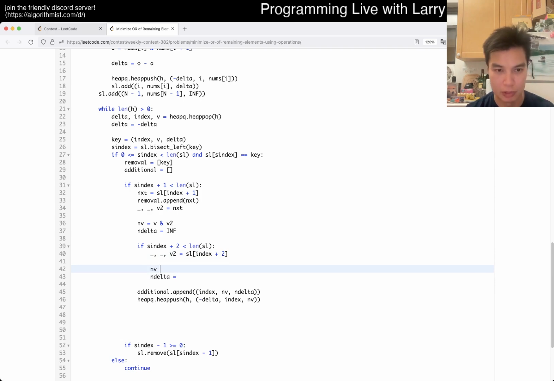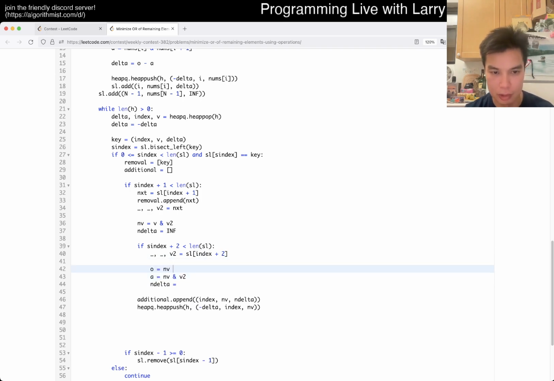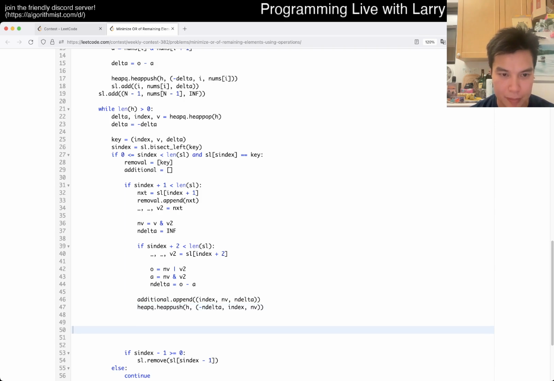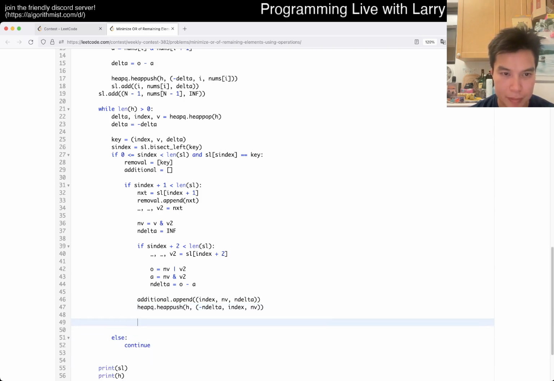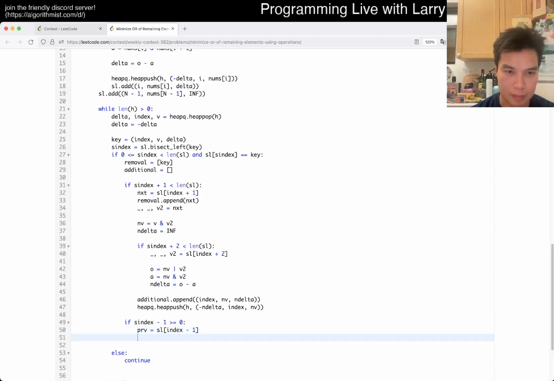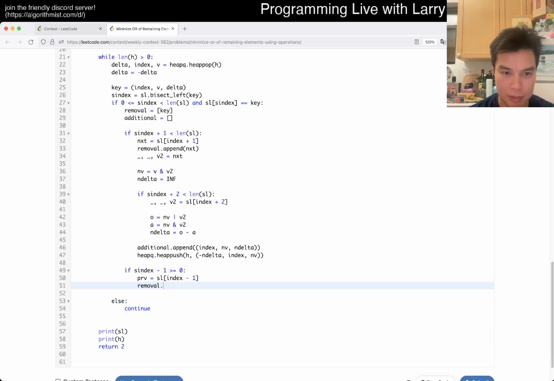So then the new value is going to be that's the O, and the O is going to be and new delta is O minus A, and then here we go. I think. Right. And then now we have to update the previous. Definitely have to remove it because we have to update it.